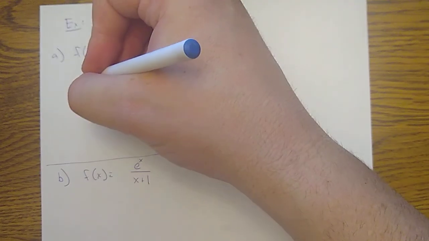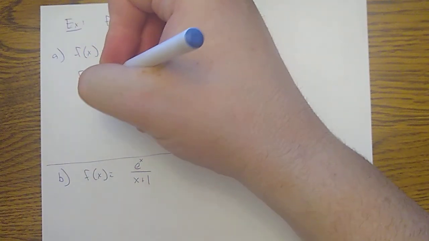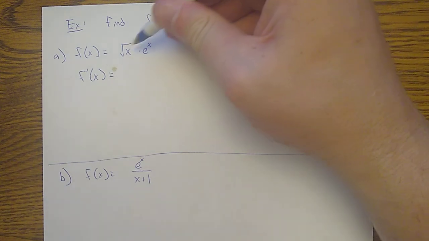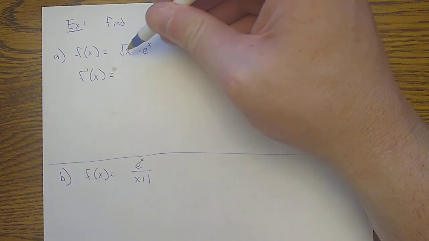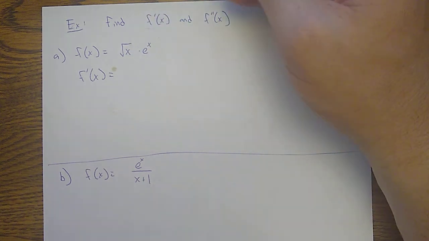So let's go here for the first derivative. Actually, maybe I'm moving too fast. This is naturally the product rule, because this is multiplication, square root of x times e to the x.